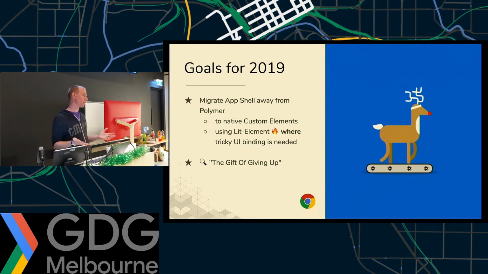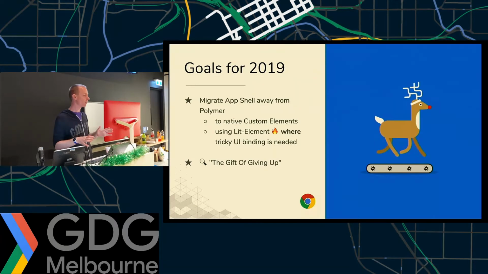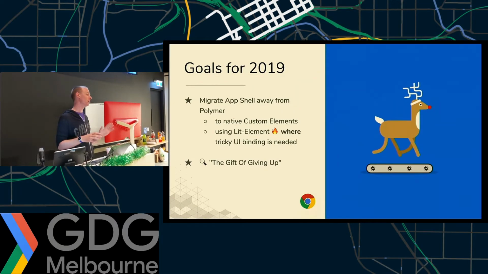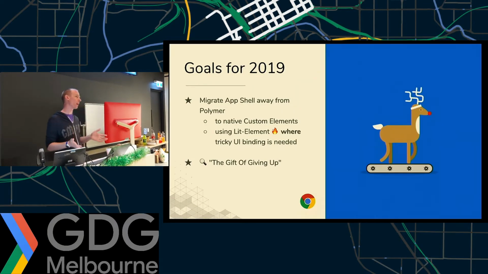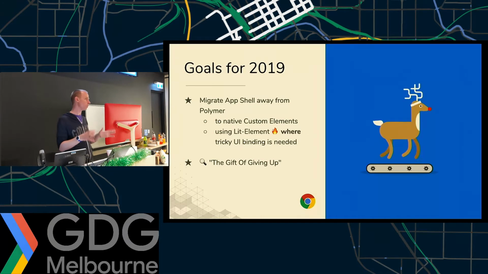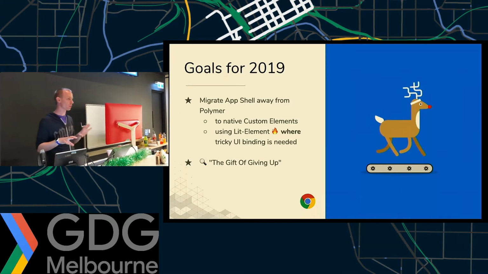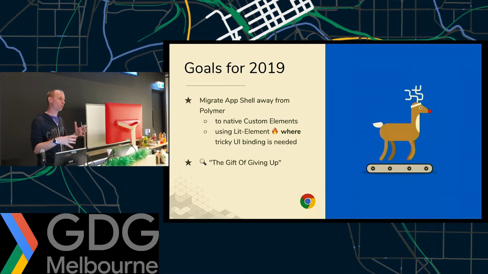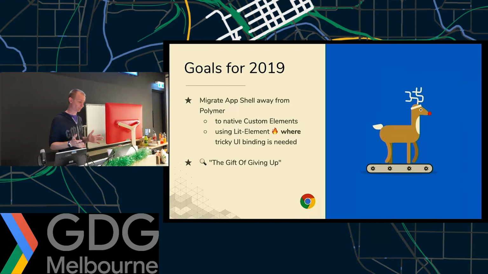Some of our goals for 2019. I've kind of hinted at this already. We're not huge fans of Polymer anymore. There's nothing wrong with it. It actually has a huge UI library that we don't really use, which is one of the reasons we might not stick with it, because we have our own UI look and feel. We want to use native custom elements as much as possible, not with a framework on top, but we want to use a thing called LitElement where we need to do something tricky.